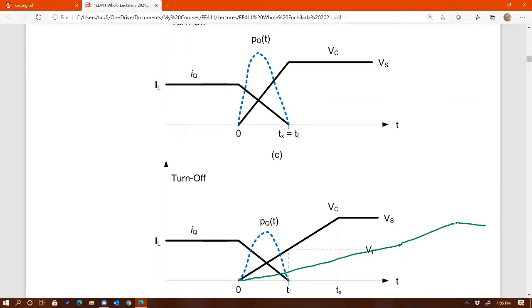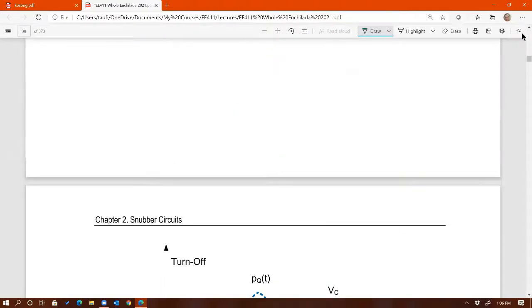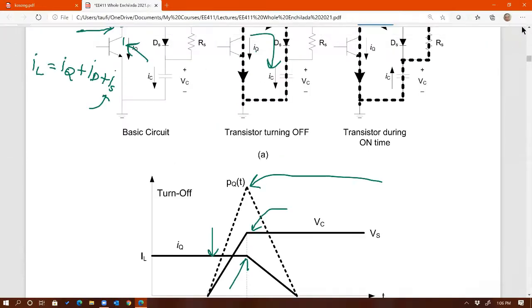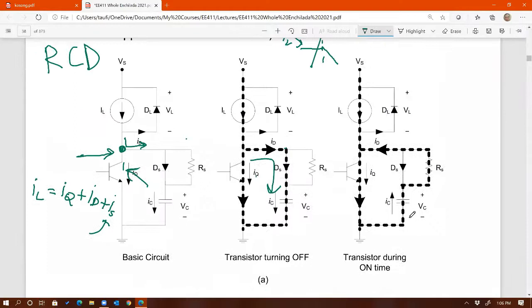Yes. How much energy do we store in that capacitor? What's the equation? 1/2 CV squared, exactly. And guess where that energy has to be transferred to? A resistor, exactly. Which is just heat.